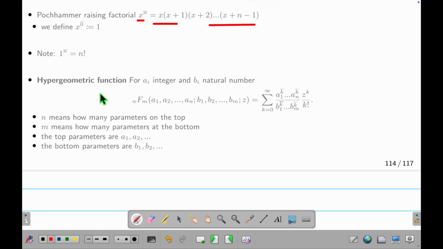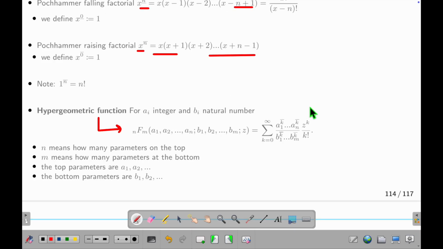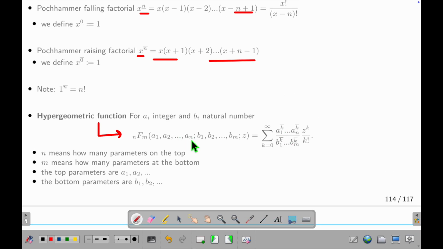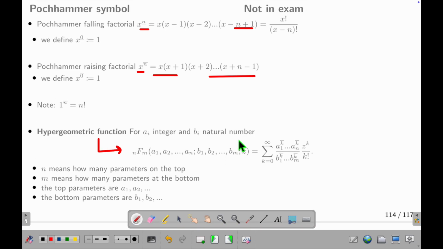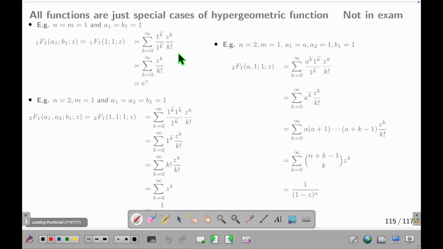Now, what is hypergeometric function? Hypergeometric function is you have a bunch of factorials divided by each other, multiplied by z to the power k divided by k factorial. This is a name. Do not be scared. My point is, this a1, a2, ..., an up and b1, b2, ..., bn, what are they? They are just some numbers. And a shocking fact is that all mathematical functions are special cases of hypergeometric function.